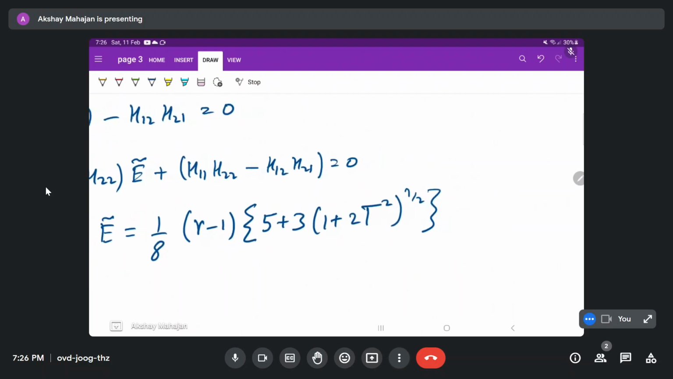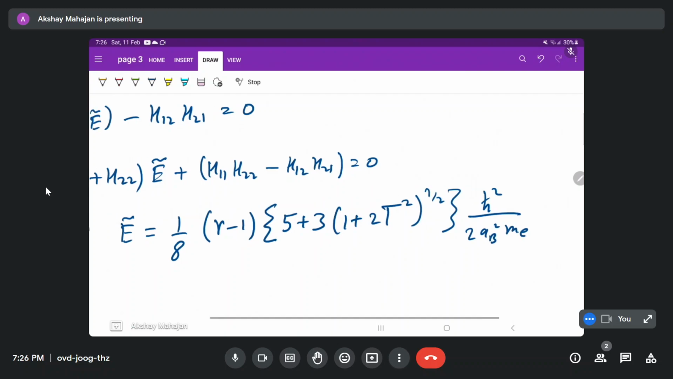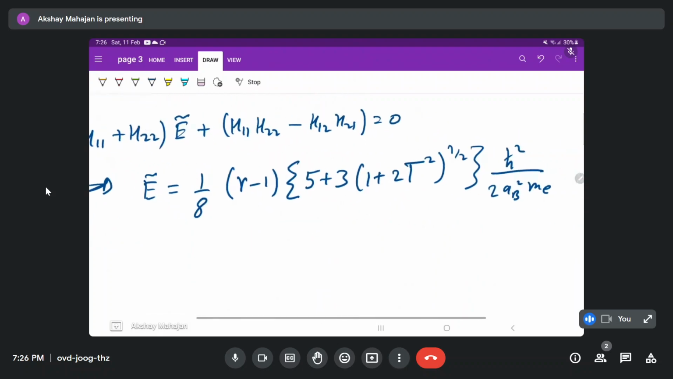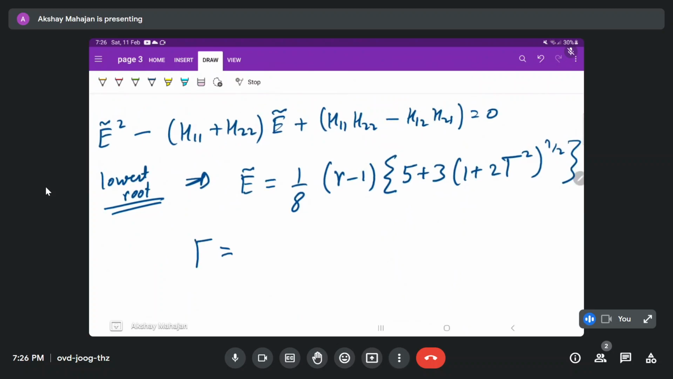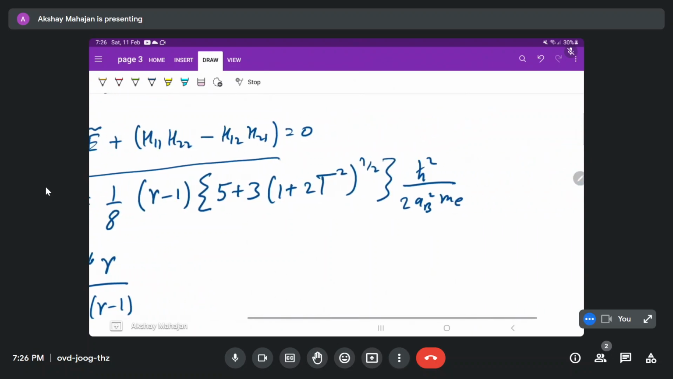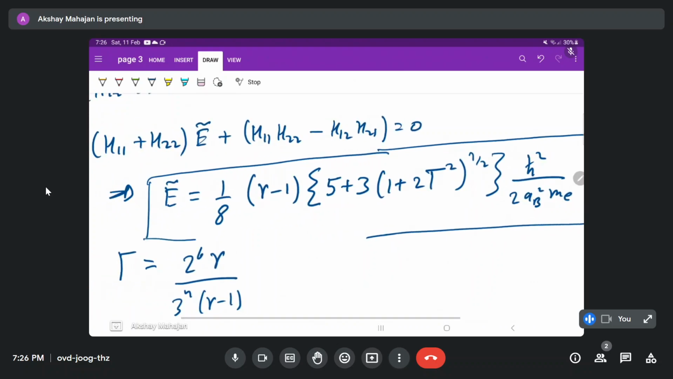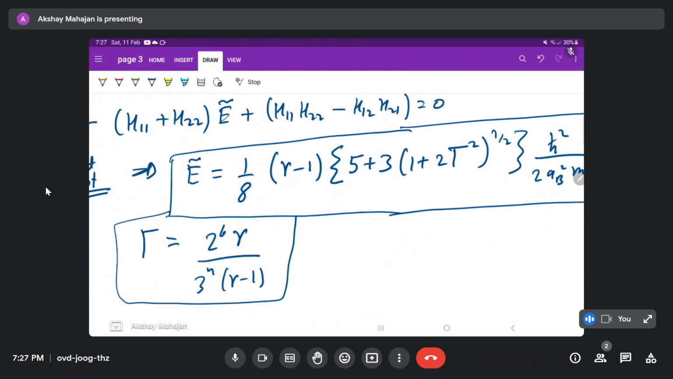Times h5 square by 2ab square and e. So basically this is just calculation for the completeness sake. I have written what this E tilde is going to be, and where this capital gamma comes from, as 2 to the power 6 times gamma, 3 to the power 4 gamma minus 1. Right. So for the completeness sake, basically you will get this lowest root, and this gamma is equal to m e by m n.